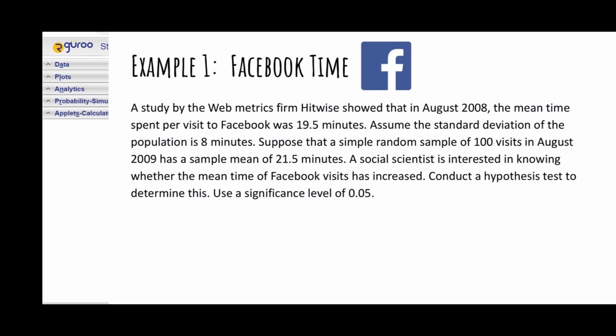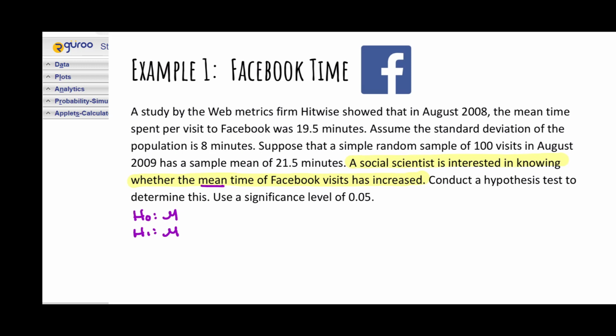So let's first identify our claim. And it has to do with a social scientist here. The social scientist is interested in knowing whether the mean time of Facebook visits has increased. Increased from what? Increased from what it was back in 2008, which was 19.5. So we're going to start by writing our null and our alternate statement. We are definitely testing a mean here. So we're going to use mu for our symbol.